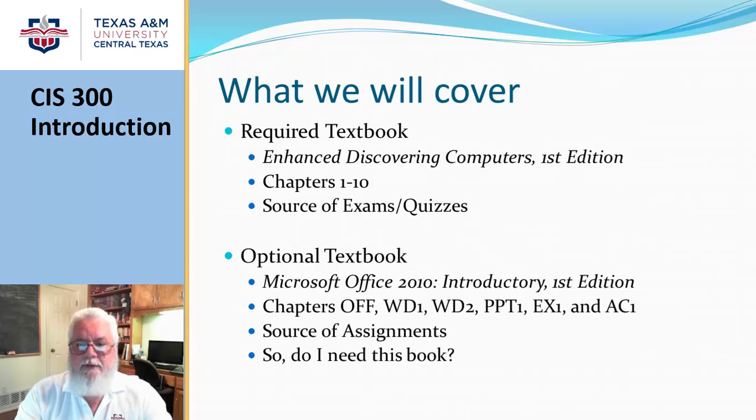Okay, so let's continue. In the required textbook, we are going to be covering the first 10 chapters, and like I mentioned, it is the source of all the exams and the quizzes. The optional textbook, we're going to be covering probably about half of the book or less, and that's going to be the source of the assignments.